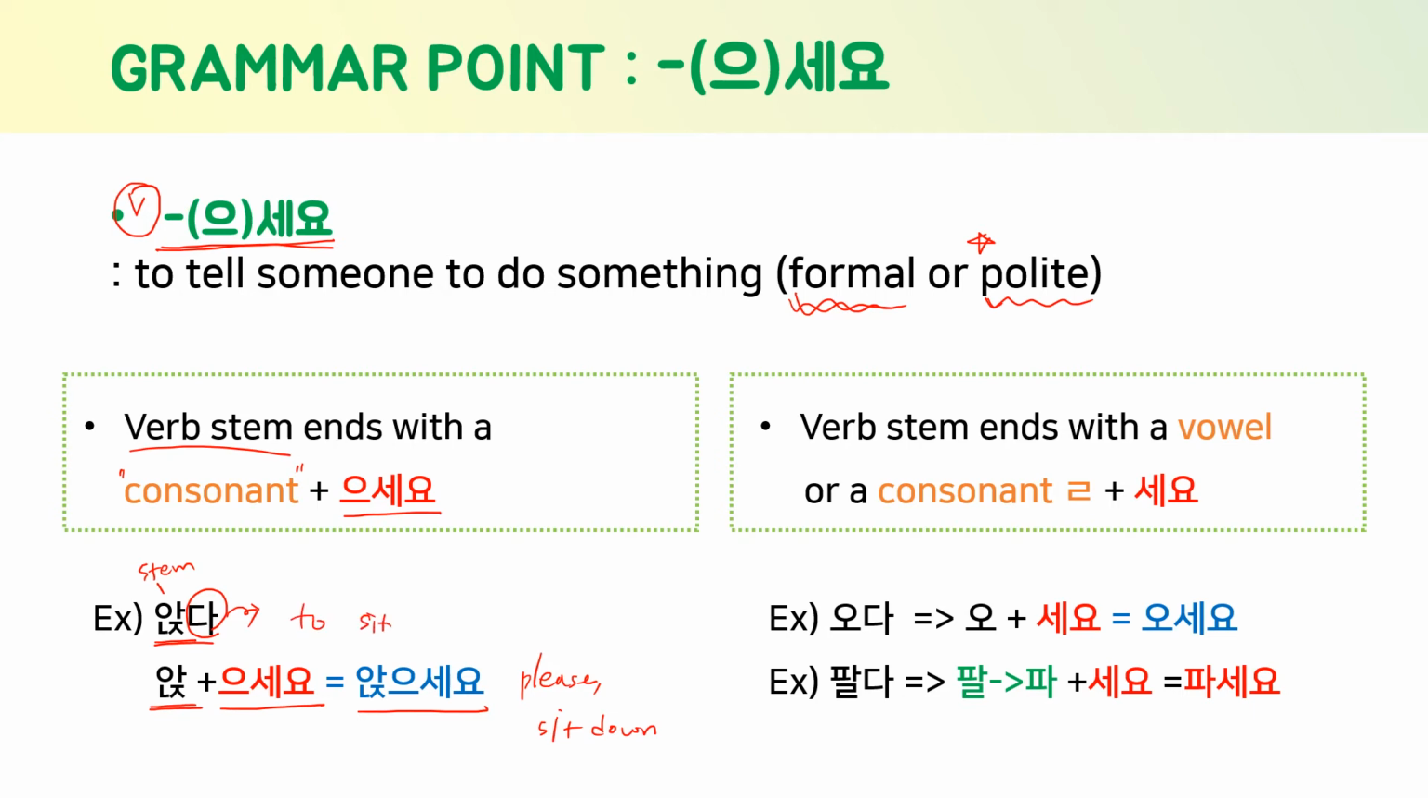But if the verb stem ends with a vowel, or if it's a consonant but it's the consonant ㄹ, you add 세요. So for example, 오다, which means to come. After dropping 다, the stem ends with a vowel, so you add 세요 to the stem, and it becomes 오세요, which means please come.